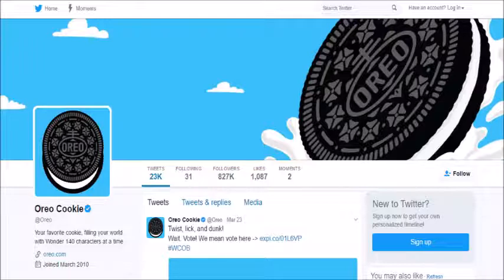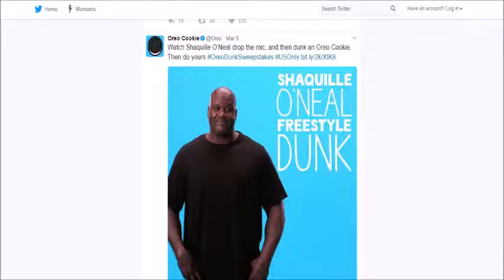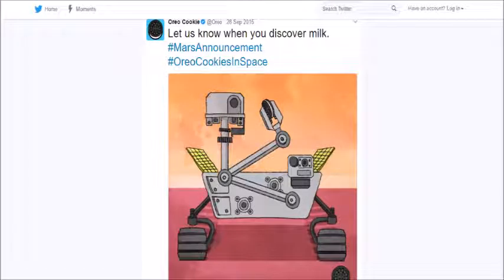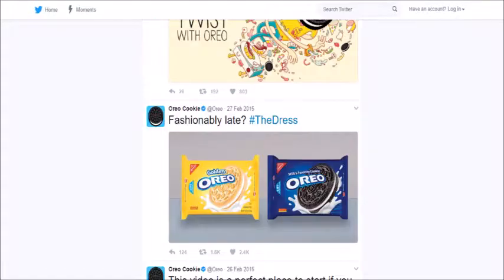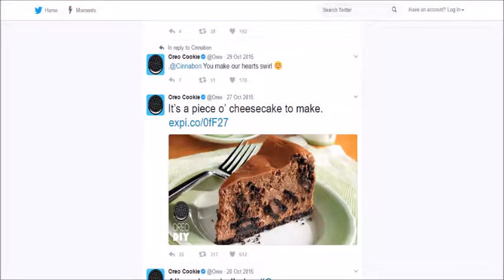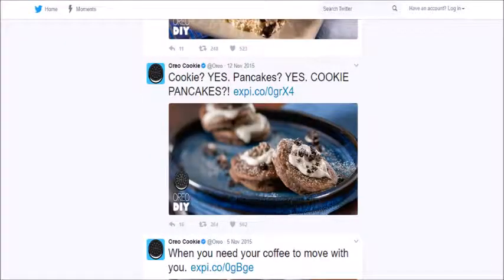There is also a variety of different content being shared on their feed, from their advertisements for the Oreo Dunk Challenge with the help of both Shaquille O'Neal and Christina Aguilera, to jokes on important announcements, or even fun memes that they decided to recreate using the Oreo cookie, to fun recipes that can be made using the Oreo cookie, such as Rice Krispie treats, cheesecake, and even pancakes.